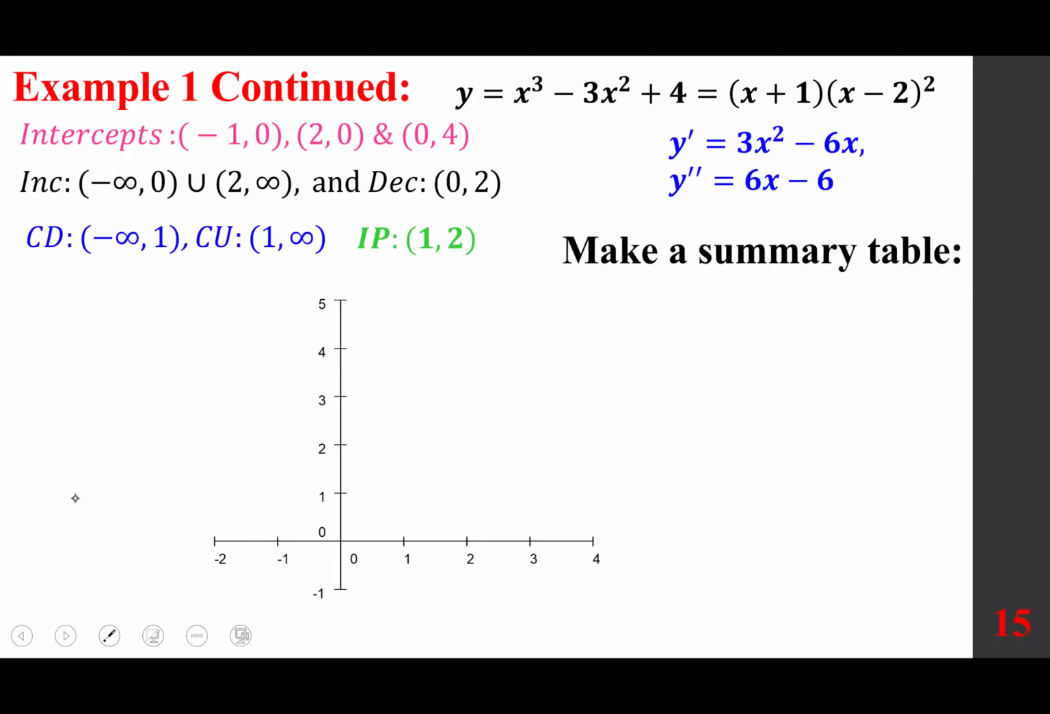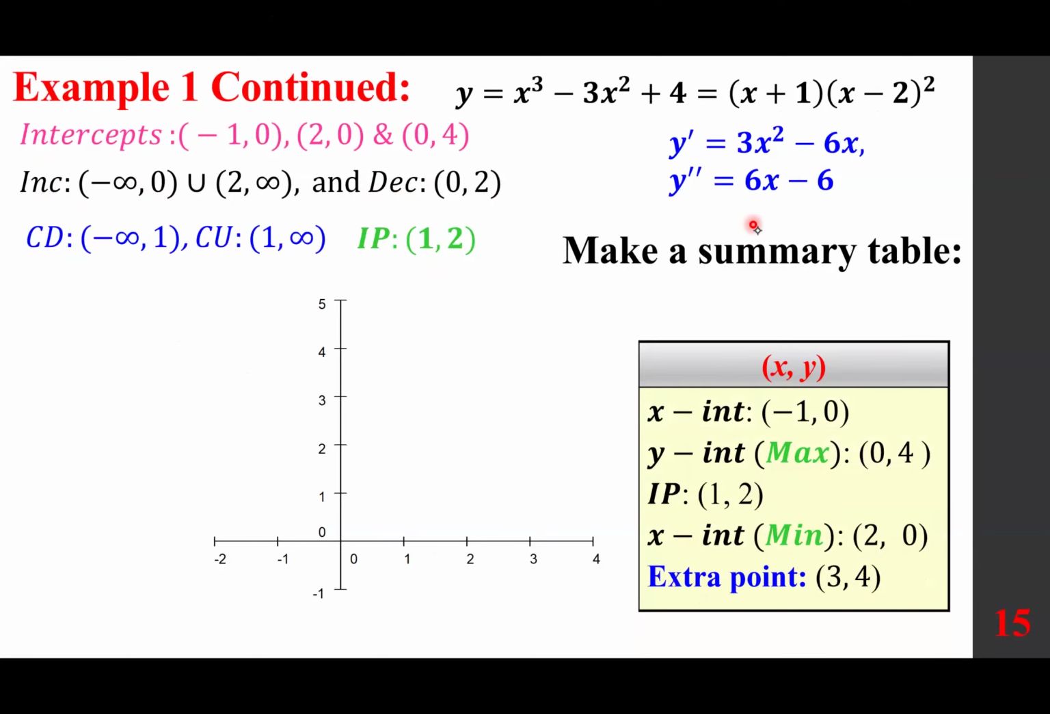Now, every piece of information in the previous pages, we're going to put it here. For example, here's the function. Here's y prime. Here's y double prime. Here's the intercept, increasing, decreasing, concave down, concave up, IP. This information comes from the previous pages and what we worked out. Let's make a summary table of these pairs and let's plot them in.